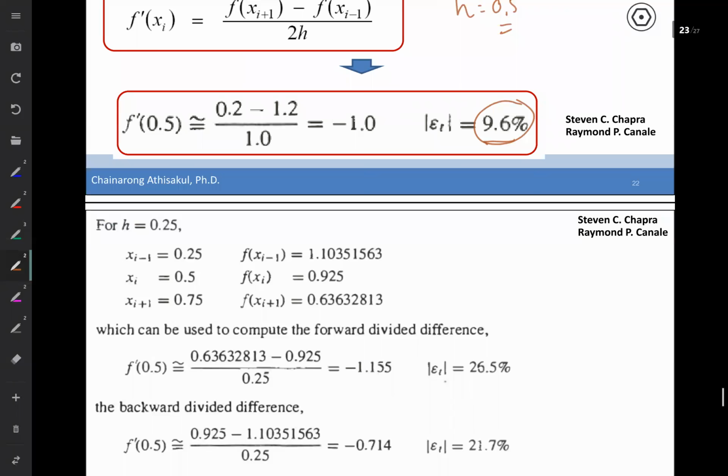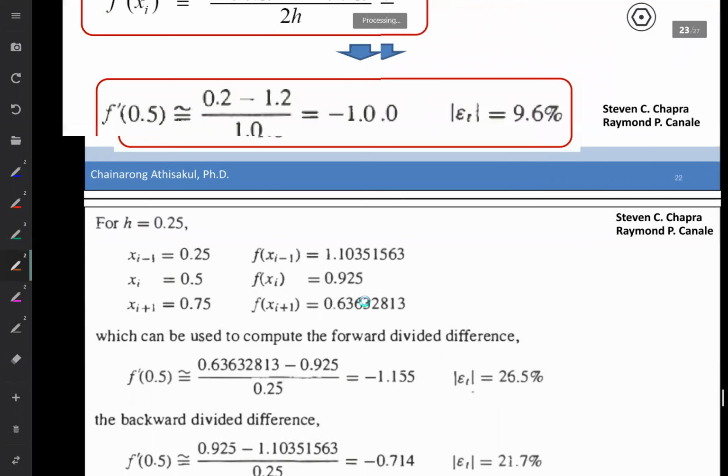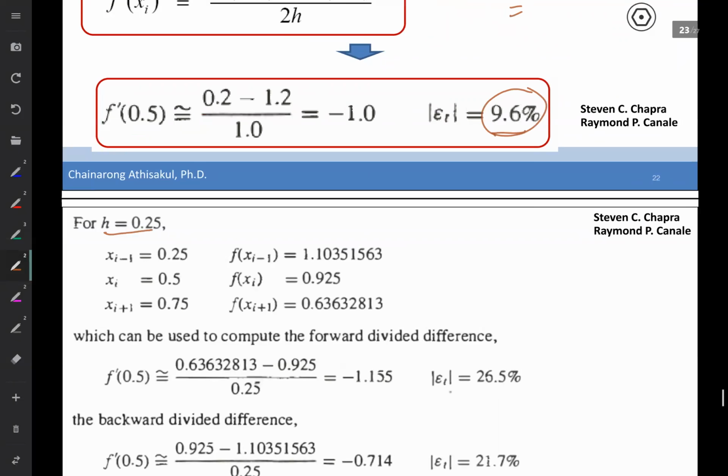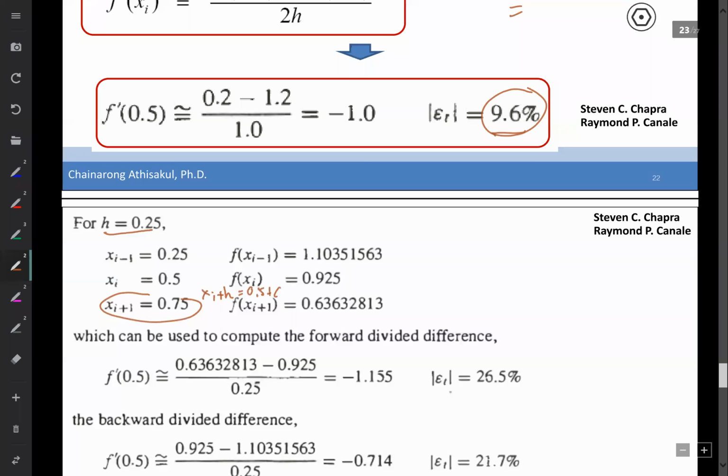So if we do it again by using h equal to 0.25, what does it mean? It means that xi is equal to what? xi plus h is xi plus 1. This is 0.5 plus 0.25. It becomes 0.75. So we get this value and also this value.